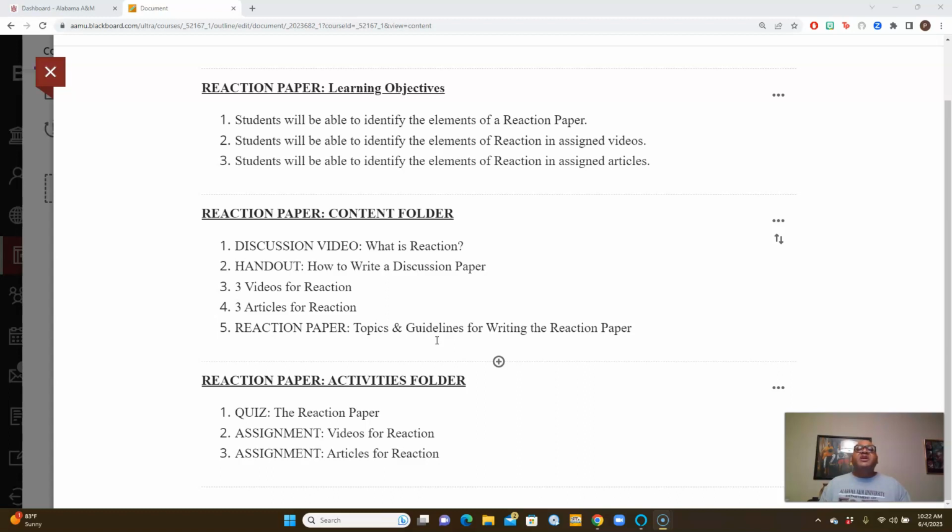So all of the videos, all of the articles relate to your topic. You are going to be free to shape the topic any way you like, and I'm going to go over that for next week when you are actually writing the paper. But I do want you to look at the topics and look at the guidelines to make sure that you understand what is required of you before you begin the assignment.